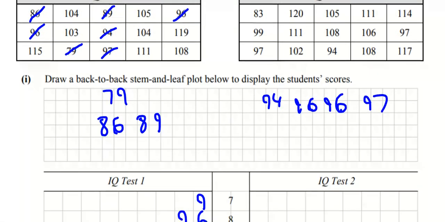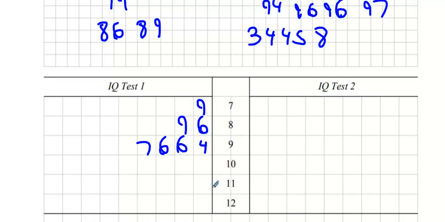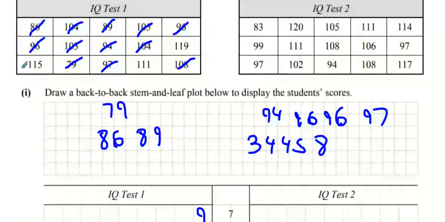We're at the hundreds now, aren't we? 103. So 103, 104, another 104, another 105, and then a 108. So 3, 4, 4, 5, and 8. Okay. What about the 110s? What do we have? 1, 5, and 9.